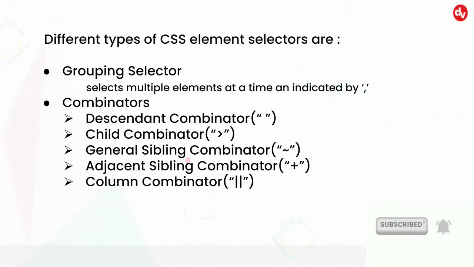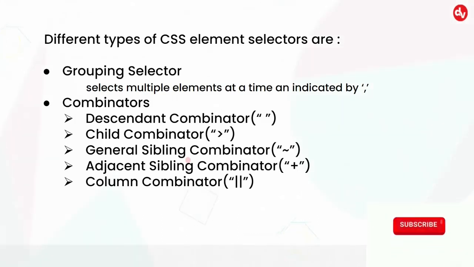General sibling and adjacent sibling are somewhat similar. Like we can use adjacent sibling with general sibling symbol, but we can't use general sibling combinator as an adjacent sibling combinator. And after this, column combinator.